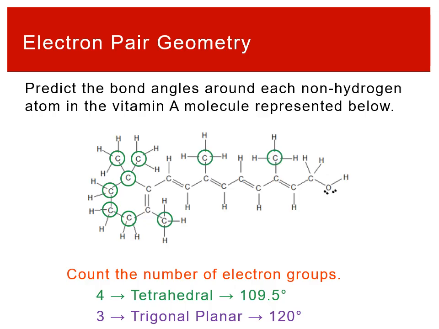And then all the other decorations kind of hanging off the side, all those carbons are bonded to 3 hydrogens kind of hanging off the side. So those would all be tetrahedral, have that 3-dimensional spread with that 109.5 degree angle.